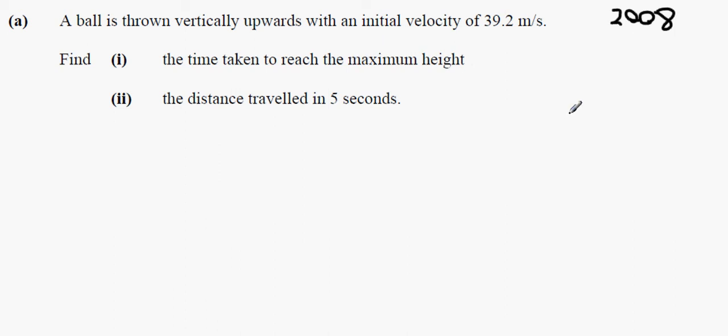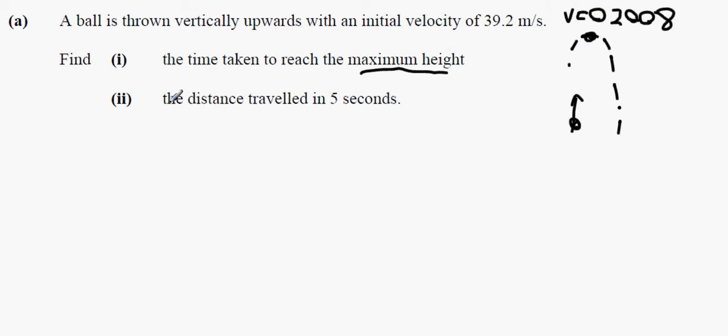So what you've got to remember is the ball's getting thrown up, it's going to travel all the way up, and it's going to come all the way back down. Okay, for maximum height, the velocity at the top is going to be 0. So v equals 0. That's what you have to remember.